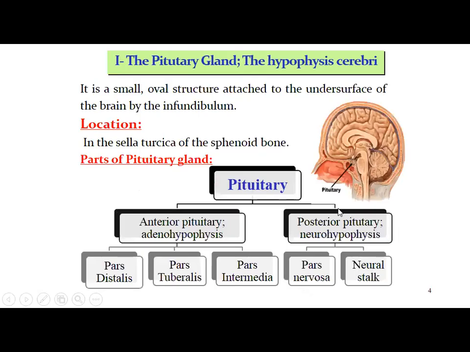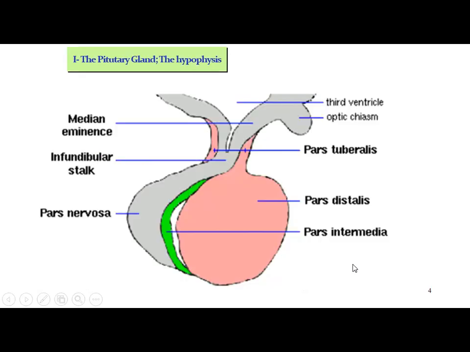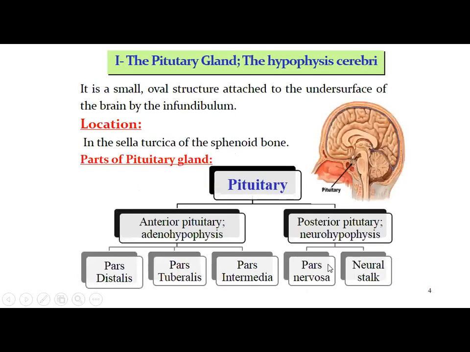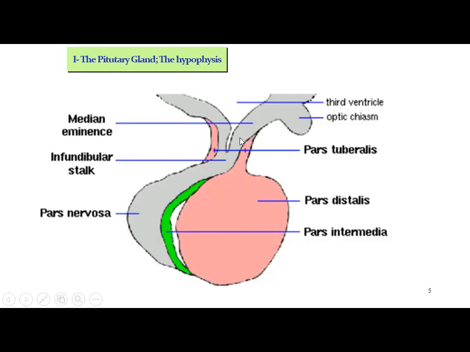Coming to the neurohypophysis, or posterior pituitary, it is divided into two parts: pars nervosa and neural stalk. So this part is the pars nervosa, and above we have this infundibular structure, which is called the neural stalk. These are the two parts of the posterior pituitary, also called the neurohypophysis, which I said is an extension from the brain.